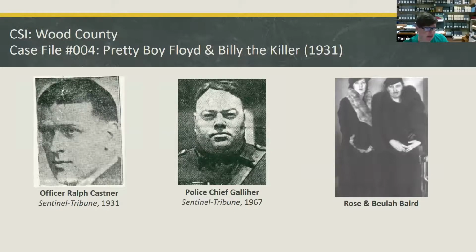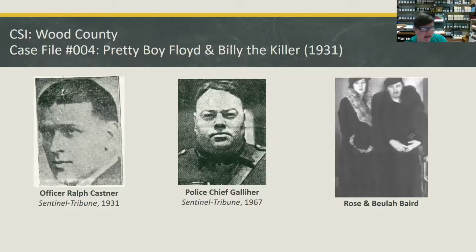The female suspects are also identified and interrogated. The one woman who was shot does survive. They are eventually identified as Rose and Beulah Baird. And they are known to be associates of both Billy the Killer and also Pretty Boy Floyd. So all of them are known to be suspects or associates of Pretty Boy Floyd.